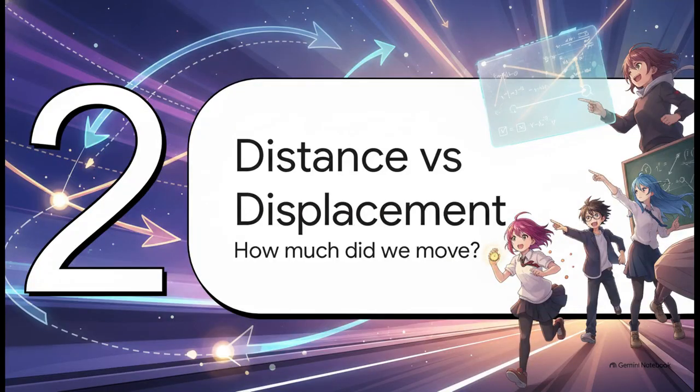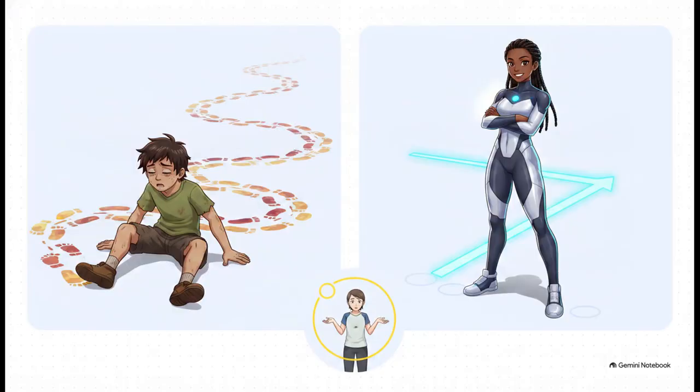Section 2. Distance versus displacement. How much do we actually move? So we know where we are, but what happens when we move? Physics gets very specific here, and the crucial thing is distinguishing between the actual path you walked and your net change in position. Distance is the actual physical path length you covered. We call that a scalar quantity. It's just a magnitude, no direction. It can never be negative and it never shrinks as time goes on.